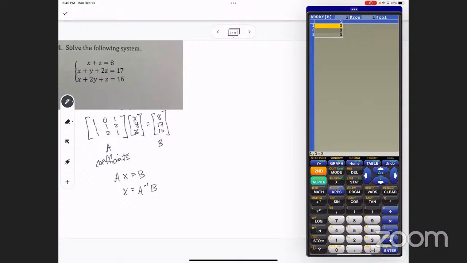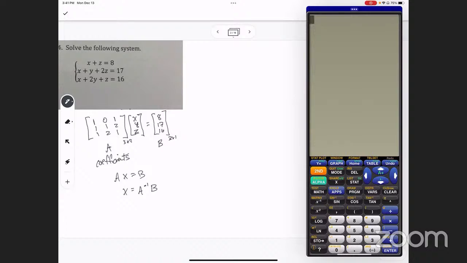Got it? So this is a 3 by 1 matrix, and this is a 3 by 3 matrix, just so you know. And I'm going to just type in 8, enter, 17, enter, 16, enter. Okay, and now let's quit. It's second mode, which is quit, and go back out.